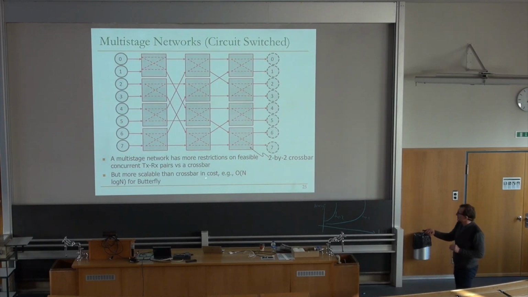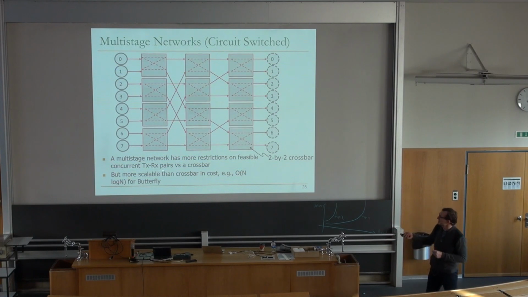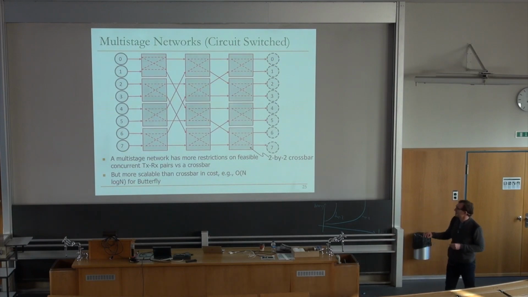Okay, so let's see. Clearly, a multi-stage network, I think this is not dependent on circuit switching, but a multi-stage network has more restrictions on feasible concurrent transaction and receiver pairs as opposed to a crossbar. We've discussed that. And it's more scalable than crossbar in cost. Basically, it's O(n log n) for a butterfly network. This is a butterfly network. It's just the way switches are wired.